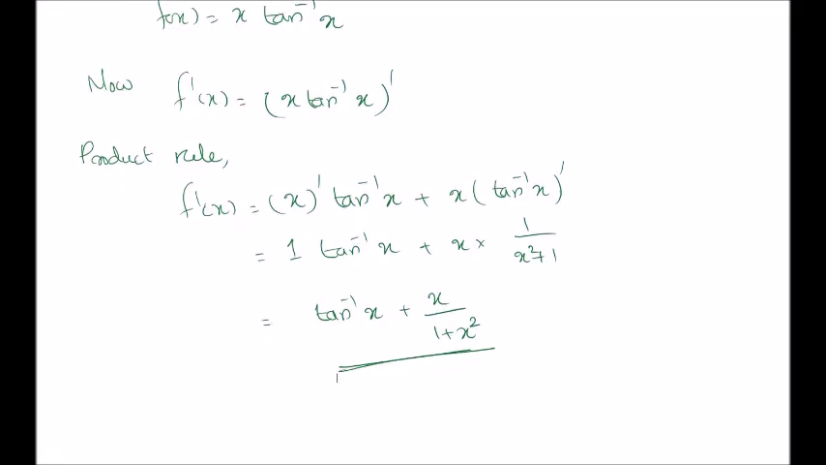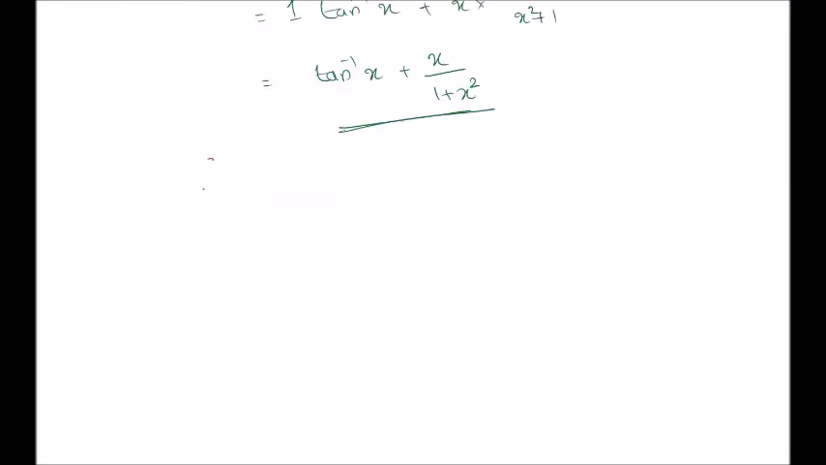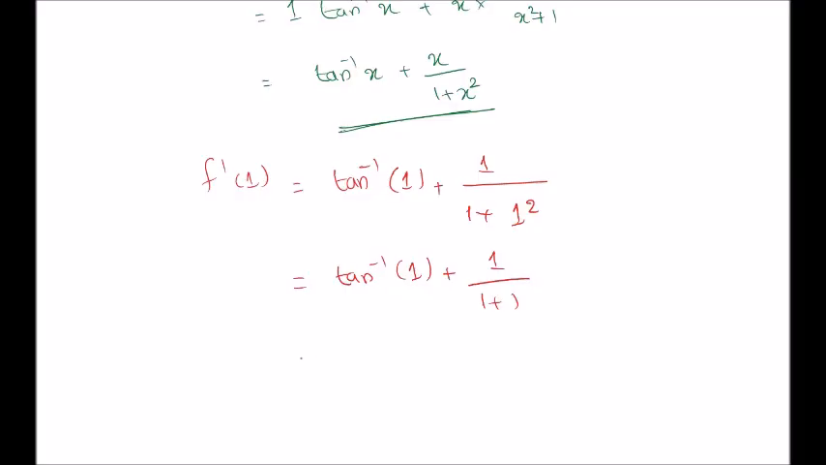Now we need to find f dash of 1. So we'll substitute the value of x as 1. f dash 1 is equal to tan minus 1 of 1, plus 1 divided by 1 plus 1 square. That's equal to tan minus 1 of 1, plus 1 by 1 plus 1, which is tan minus 1 of 1 plus 1 by 2.